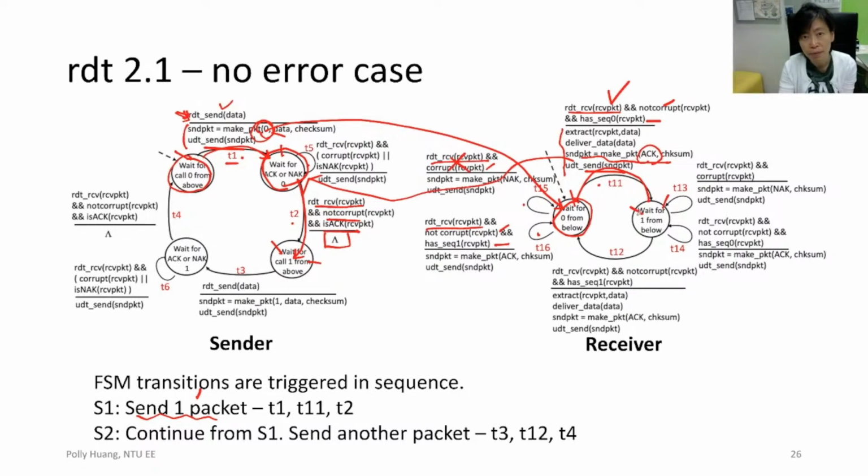The sender stops here, the receiver stops here. In the process, we take 3 transitions. First one is T1 at the sender side. Second is T11 at the receiver side. And the third is T2 at the sender side.